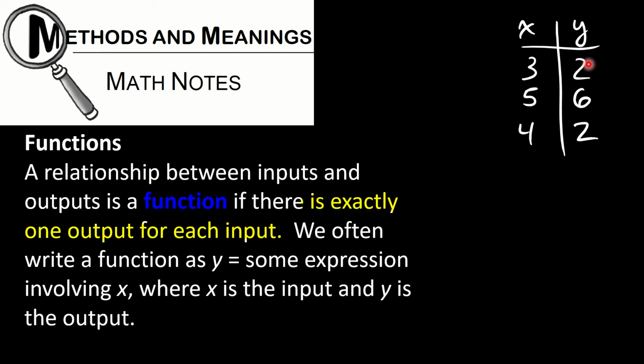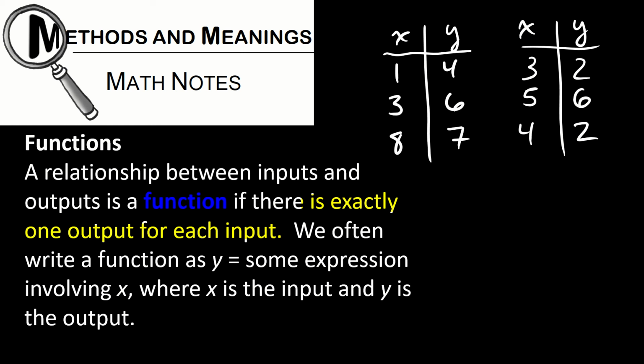And it's perfectly fine that two different values are producing 2, right? 3 can be giving me 2 and 4 can be giving me 2. But if 4 ever said anything in addition to 2, if 4 went to both 2 and 7, it's not a function. Here's another example of a function. This is probably the one I should have started with, right? 1 is only going to 4, 3 is only going to 6, 8 is only going to 7. I say 8, it says 7. 8, 7, 8, 7. You get the idea.